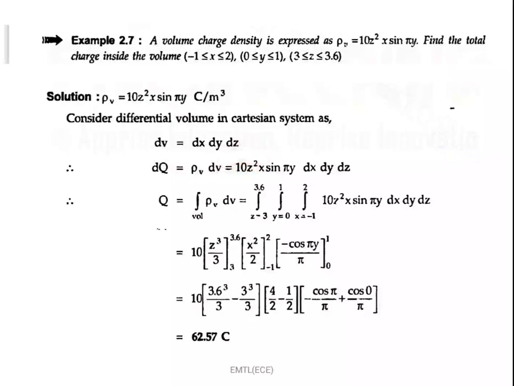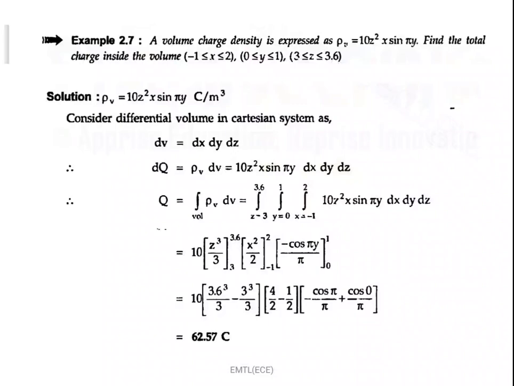The charge formulas are the same, but when you substitute the dS value, dV value or dL value, that depends upon the type of coordinate system. It is clear, it is a Cartesian coordinate system. So simply the volume expression in a Cartesian coordinate system is dx dy dz. So the charge dq is equal to the formula ρv dv. The ρv expression is given in the problem, 10 z square x sin πy, and dv is the smallest volume, that is dx dy dz.